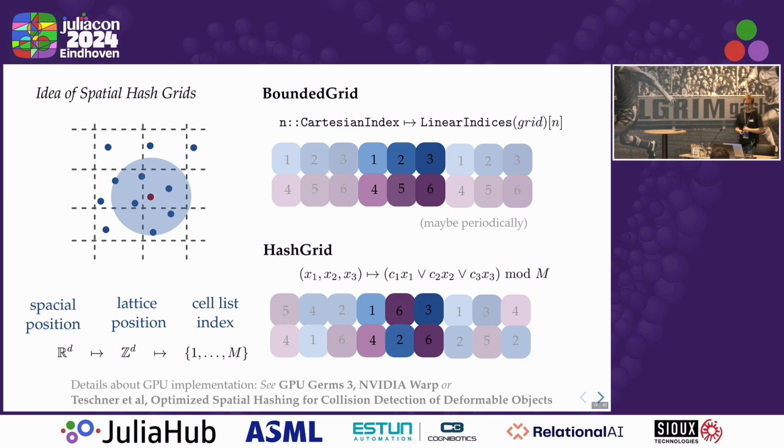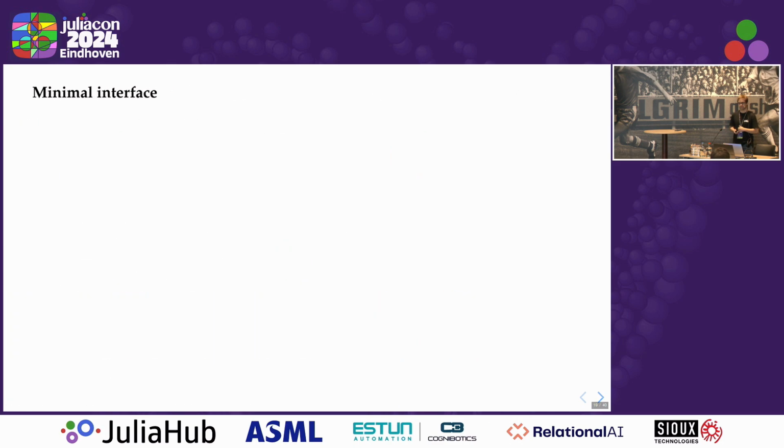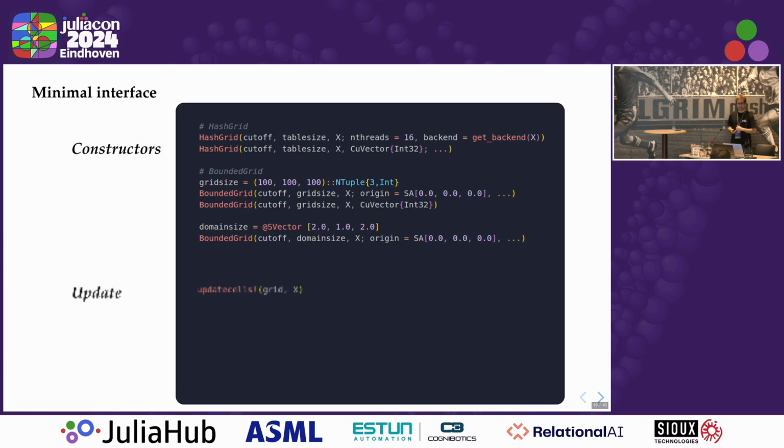And here are the references for this. So it's used, for example, by NVIDIA Warp and other NVIDIA packages. Yeah, and okay, you can read this in the documentation, but basically you now have these two functions for the hash grid and the bounded grid.